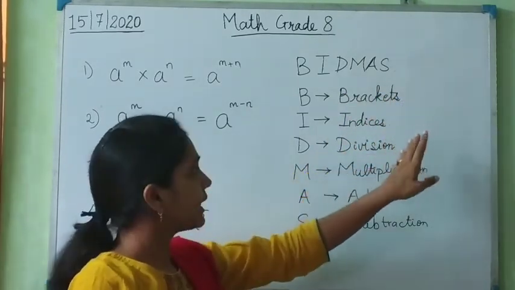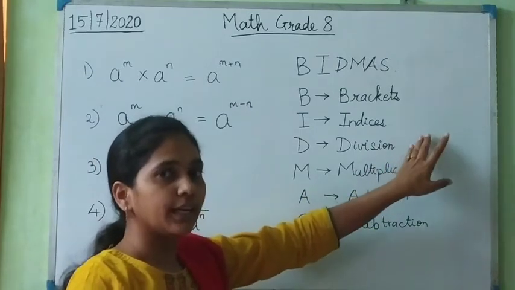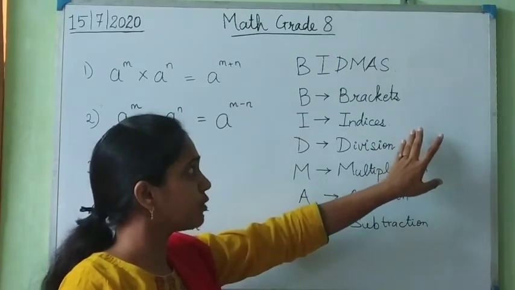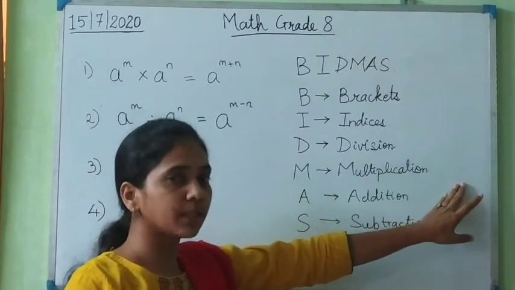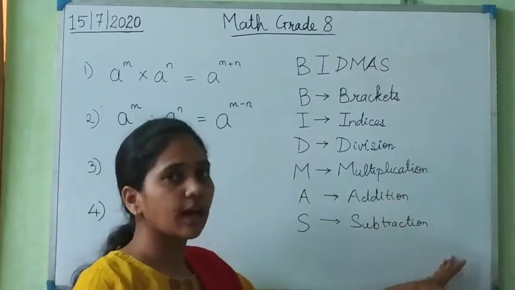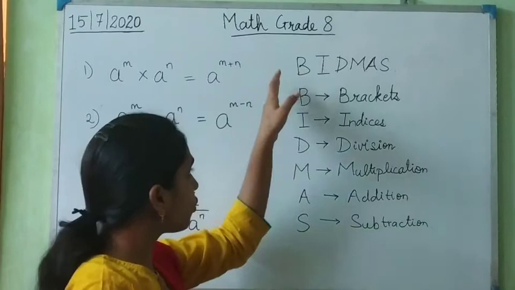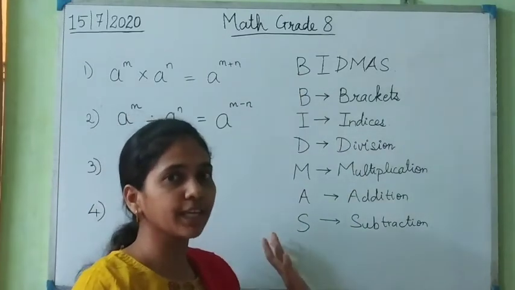solve the indices, then we will do the division. If there is division, then we will do the division, then after that we do the multiplication, then addition, and the last is subtraction. Okay, so we have to go in this order if we are simplifying any sum.